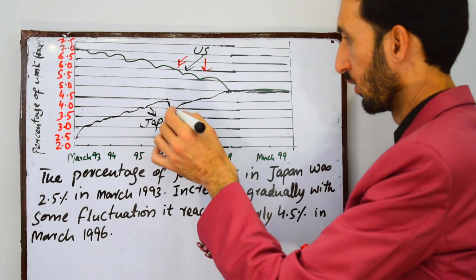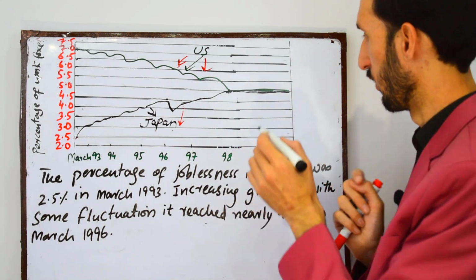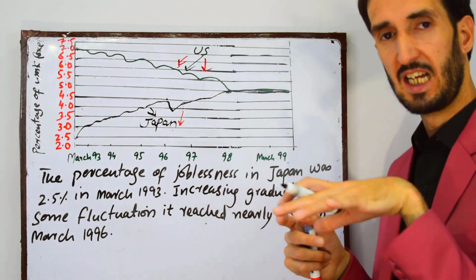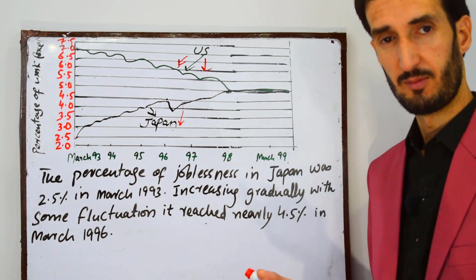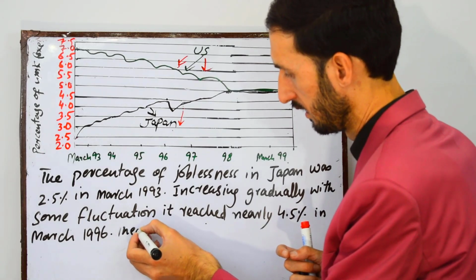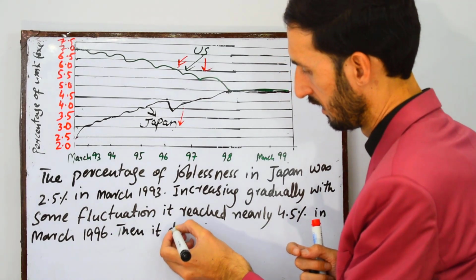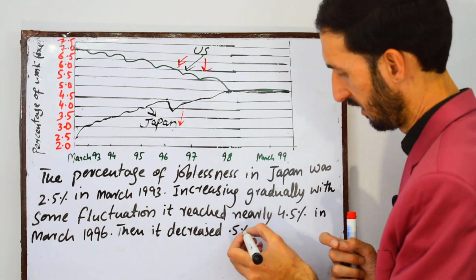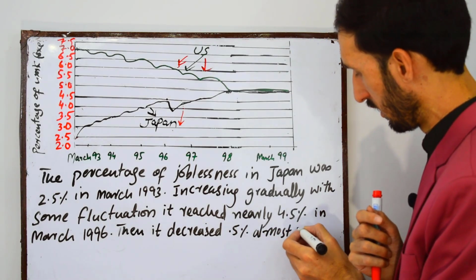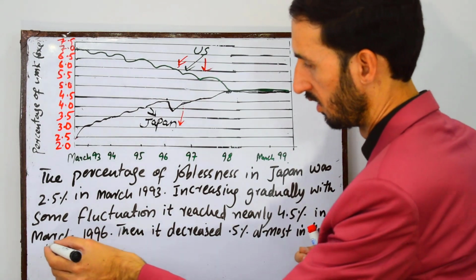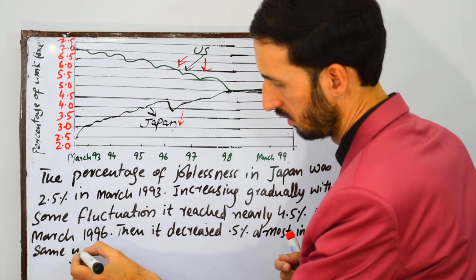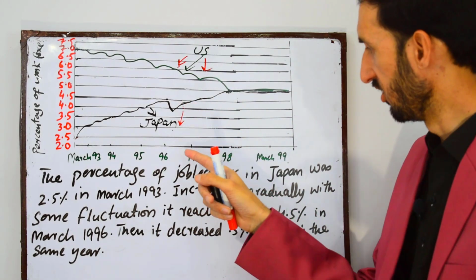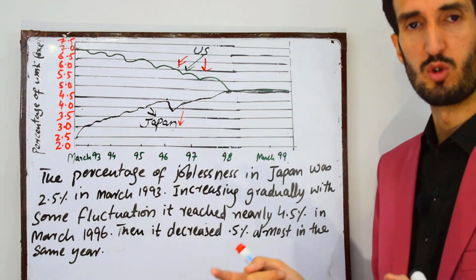Now what happened next? It declined 0.5%. This line from here to here, it is 0.5%. So it declined 0.5%. So how to write? Then it decreased 0.5% almost in the same year. Yeah, it is almost the same year. The year didn't change. You can see, almost in the same year.